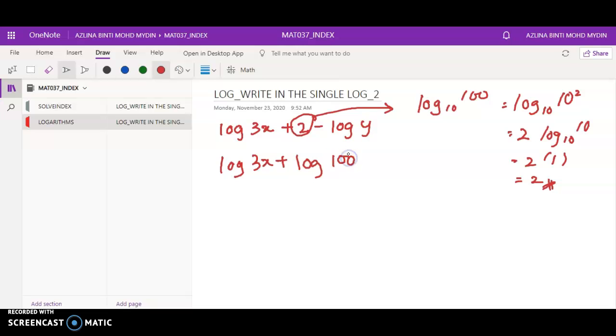100, okay, minus log y. So using the rules of the logarithm, I can group all these logs. So log, here I have 3 multiplied by 100 is 300x divided by y. So I have written it as a single log.